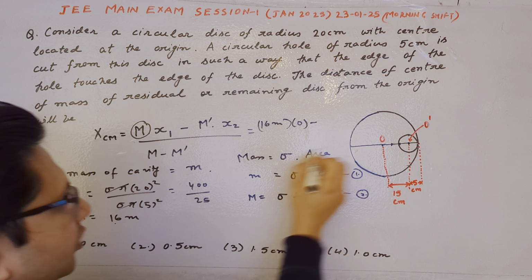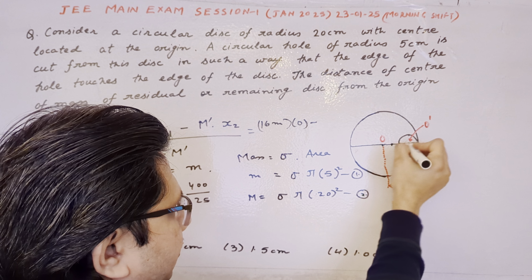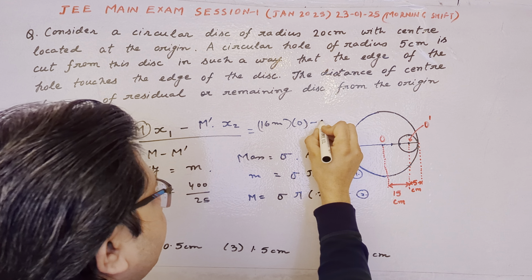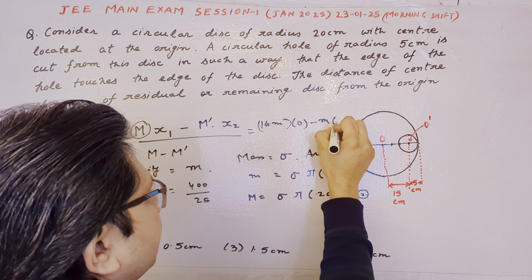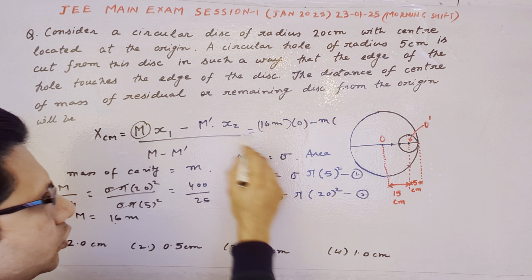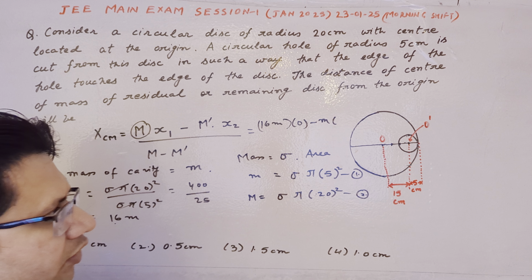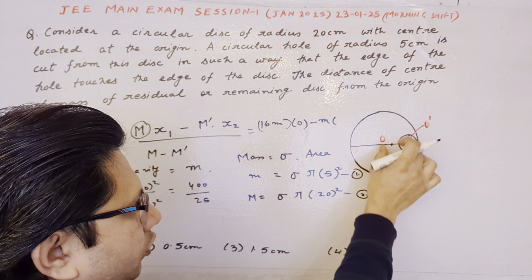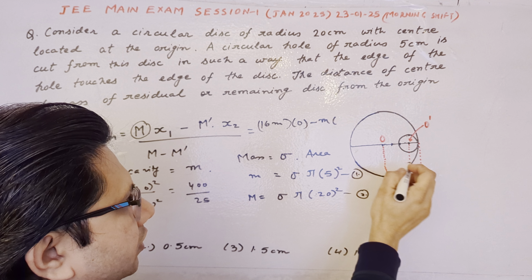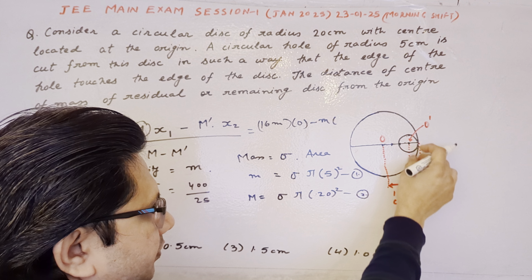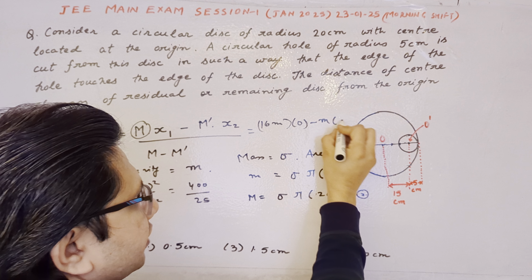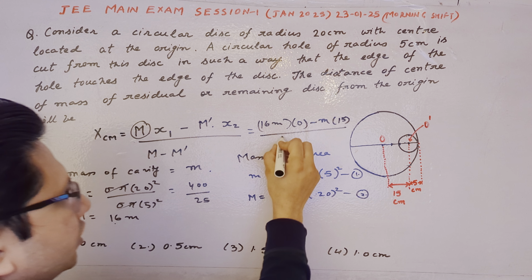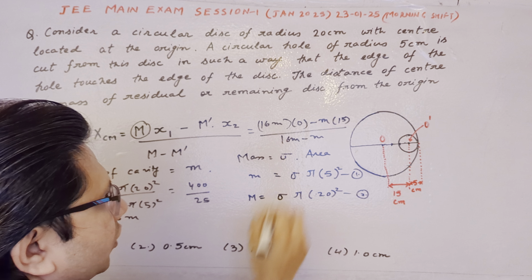M dash is basically the mass of this particular section, the cavity section, the mass removed for creation of the cavity. So this is equal to small m multiplied by the position of the center of mass of this cavity, which is at 15 centimeter, because this distance is 20 from center to edge, and this distance is 5 centimeters. So the remaining distance is 15. So this comes out to be 15, divided by M minus m dash. So 16m minus small m.